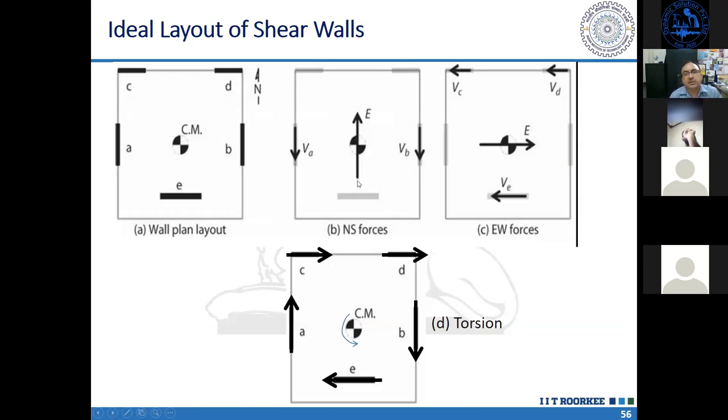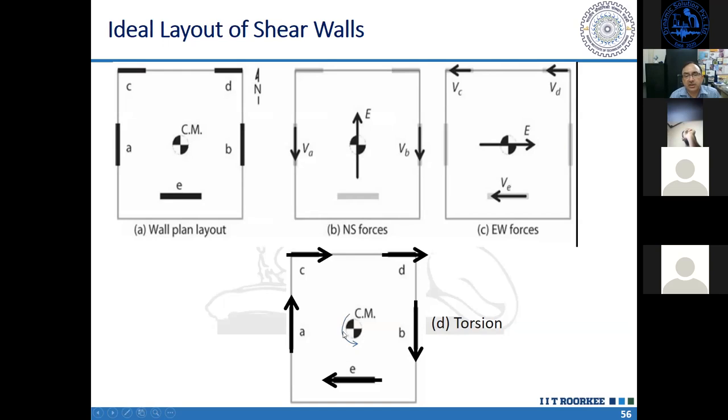And when it is subjected to a force, let us say in the vertical direction, then these two walls, A and B, will be resisting the force, and the resultant should be here. When the force is applied in this direction, then C, D, and E will be resisting, and the resultant of these forces should be equal and opposite. It should be acting at the same point where this earthquake force is acting. So that's how the shear walls are to be balanced.